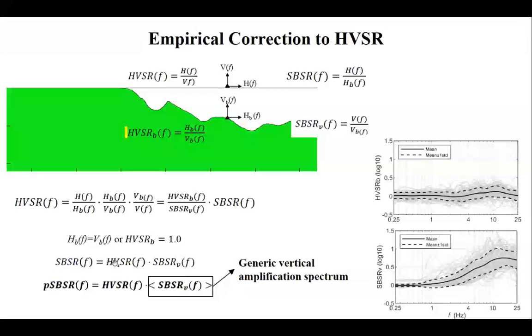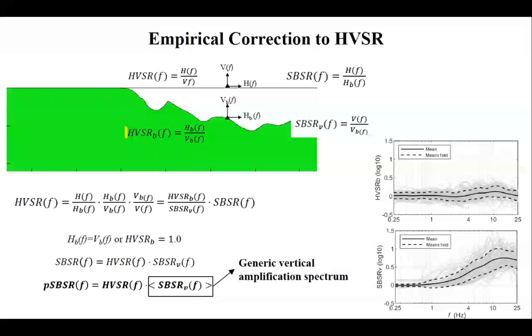SBSR equals HVSR multiplied by SBSRV, which means the horizontal amplification is the product of surface HVSR and the vertical amplification SBSRV. So in order to have the horizontal amplification, we need to multiply the surface HVSR of a given site by its vertical amplification. This equation explains why HVSR underestimates the horizontal amplification. That's because of the presence of the vertical amplification, which is very prominent in relatively high frequency range. So to get the horizontal amplification, we need to correct surface HVSR of a given site by its vertical amplification.